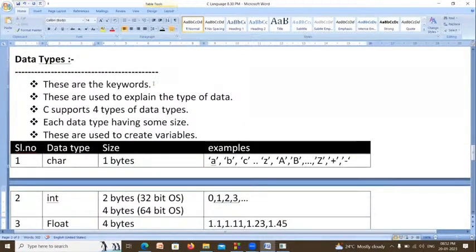Data types are nothing but keywords. Keywords are nothing but reserved words. These are already defined in the system, so they are called keywords. These are used to explain the type of data: what type of data you are going to use, character or integer or float or double. So totally there are 4 data types. Each data type has some size, and it is used to create variables. Clear? Tanvi, clear? Yes, sir. Good. Note this down.